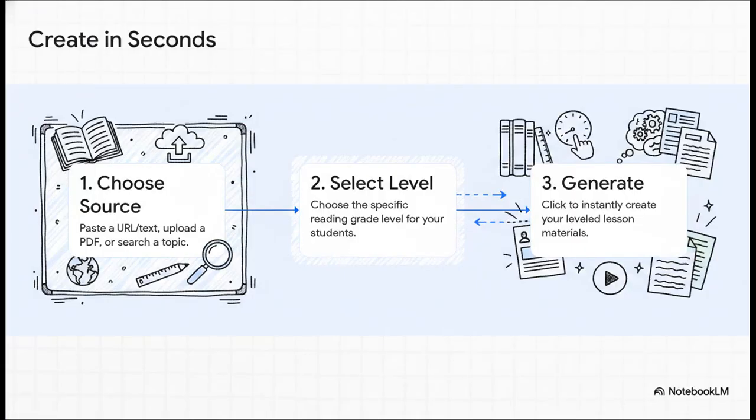Step 1, you pick your source. It can be an article, a video, even just a topic you want to cover. Step 2, you just tell Diffit what grade level you're teaching. And step 3, you hit that Generate Resources button and just let it do all the heavy lifting for you.